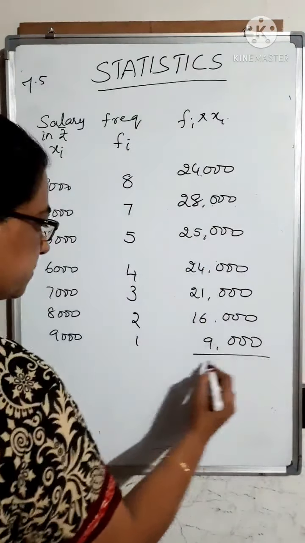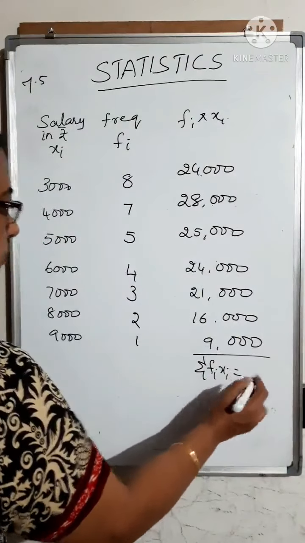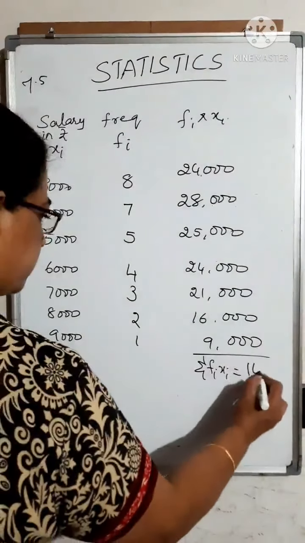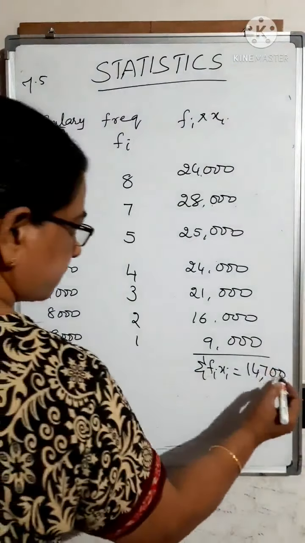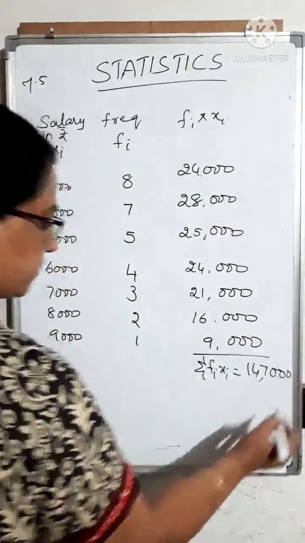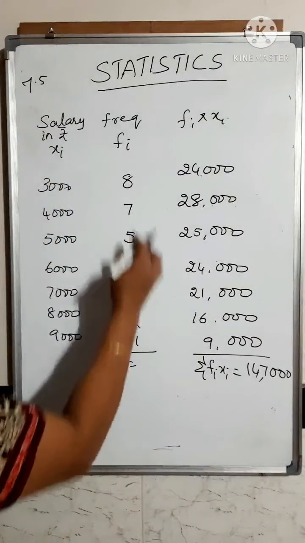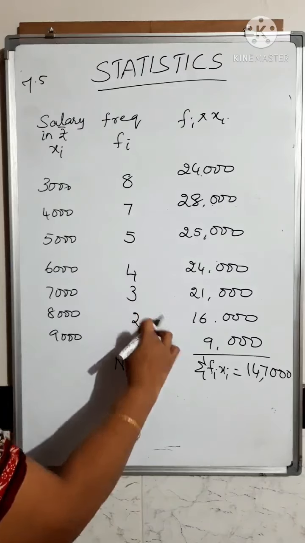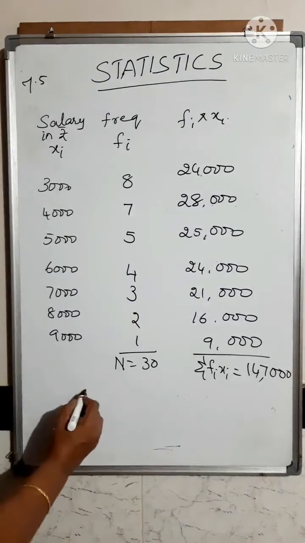Then next step is find the total: Fi Xi total you have to find out, and this total is coming to around 14,700. 3 zeros here you get. Now you need to total of this also. N is equal to 15, 20, 24, 27, 30. Then use the formula for mean.